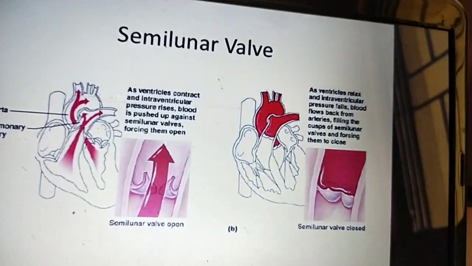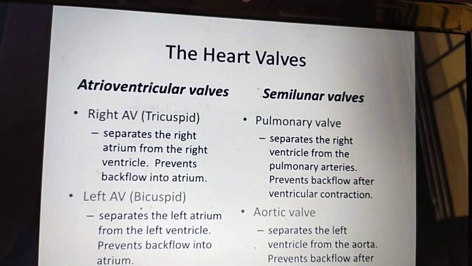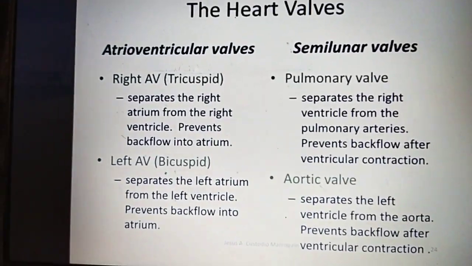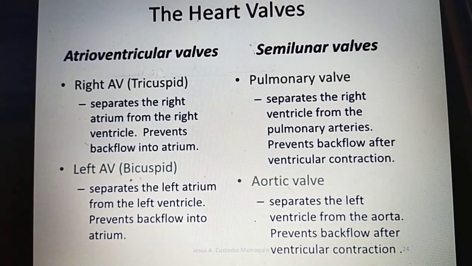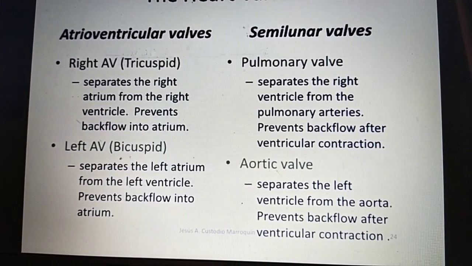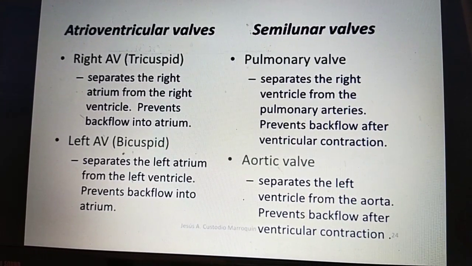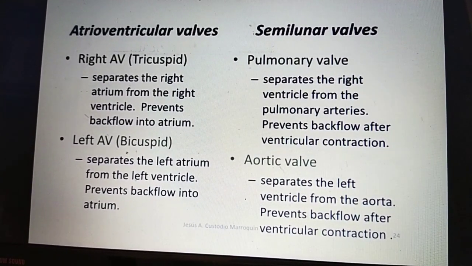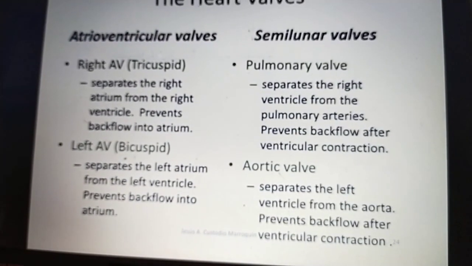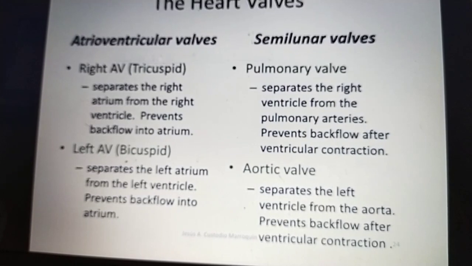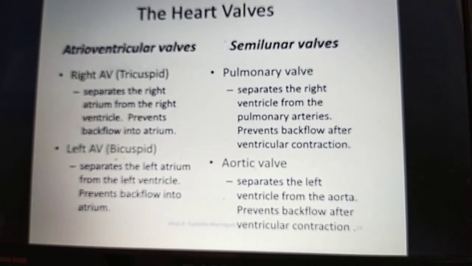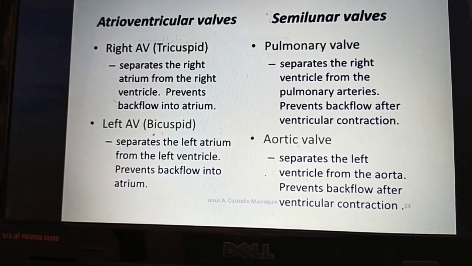We already discussed semilunar valves. Now what is the difference between the semilunar valves and atrioventricular valves? The right atrioventricular valve is tricuspid and separates the right atrium from the right ventricle and prevents backflow into the atrium. A similar valve is present on the right side, the pulmonary valve, that separates the right ventricle from the pulmonary artery and prevents backflow after ventricular contraction.